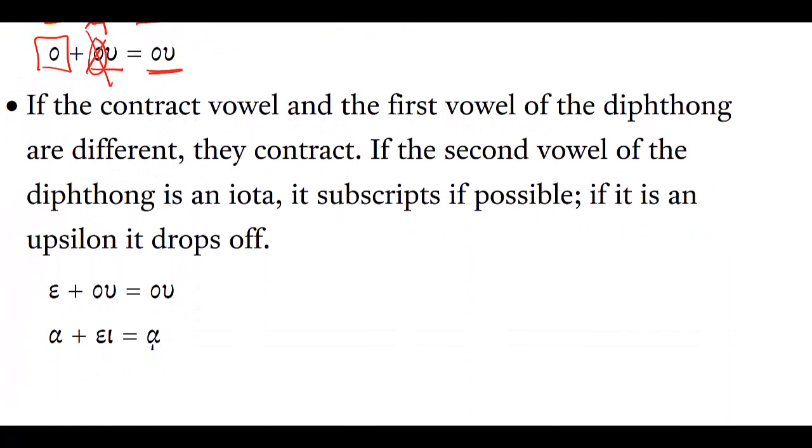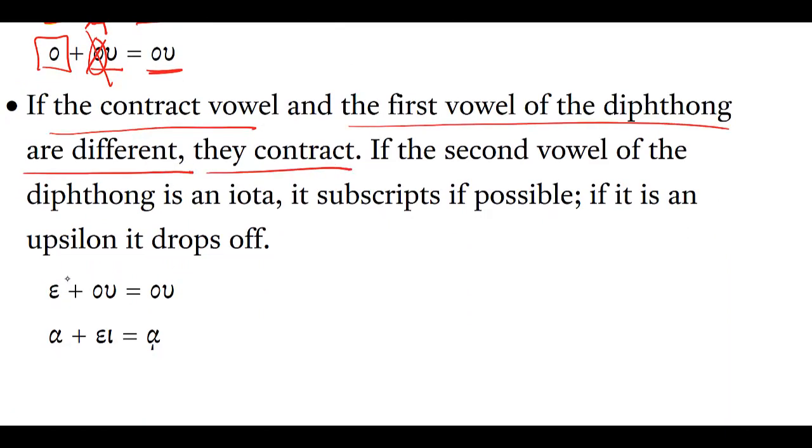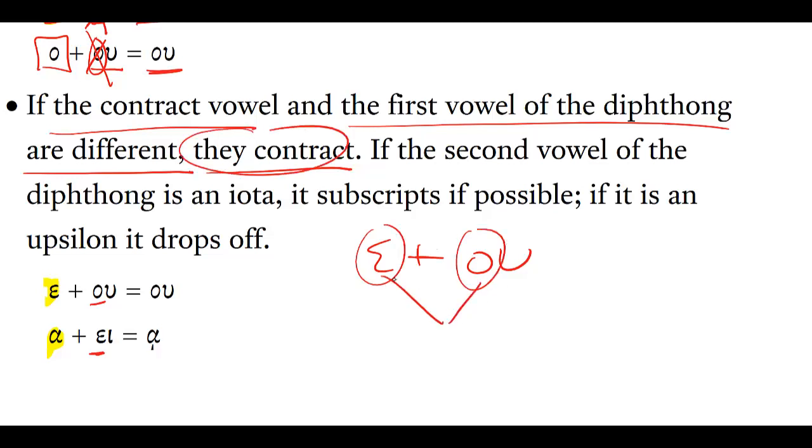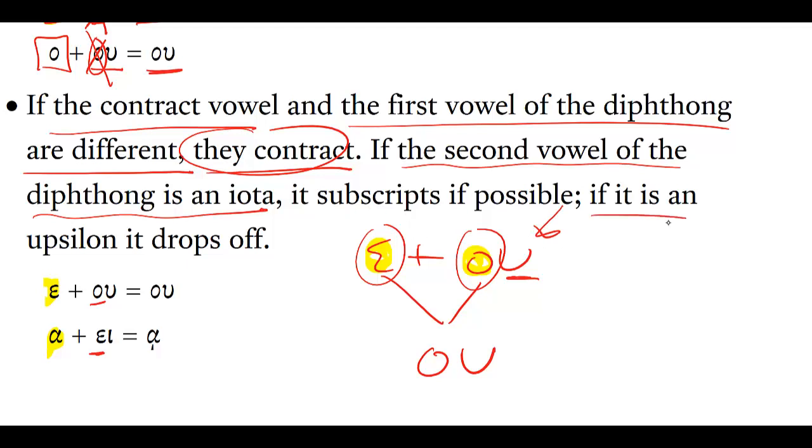What is diphthong rule number 2? Well, if the contract vowel and the first vowel of the diphthong are different, they contract. So again, I'm highlighting in yellow. These are our contract vowels. And then, oh, well, that's different from the first one of the diphthong. So we have epsilon plus omicron upsilon. This vowel and this vowel are different, so what happens? They contract. Now we apply the earlier rules. We have a dinosaur charging into a bubble. Ooh. What happens with what's left here? Well, if the second vowel of the diphthong is an iota, it subscripts. That's not an iota. If it's an upsilon, it drops off. So we're left with omicron upsilon.